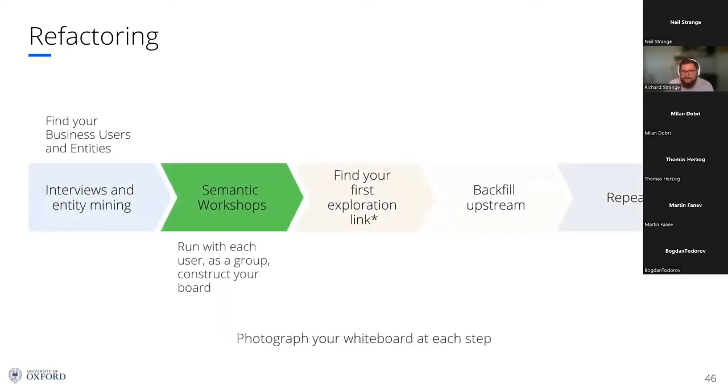Then run your semantic workshops, run them with a user at a time for half an hour. Let them lead, don't draw, let them draw. Prod them a bit if you have to, and just photograph. At the end, you may also want to bring them back, depending upon the dynamics, as a group and get them to sense check other people's connections. You're able to then put those together and plot.